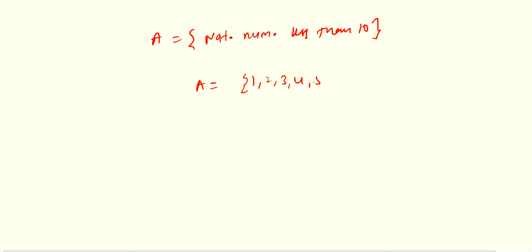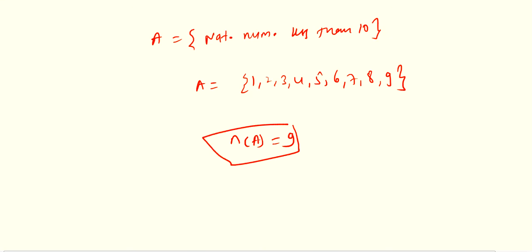Then second question. Set A is given to you: natural numbers less than 10. Natural numbers less than 10 means 1, 2, 3, 4, 5, 6, 7, 8, 9. So how many elements are there? 9. So cardinal number n(A) equals 9.